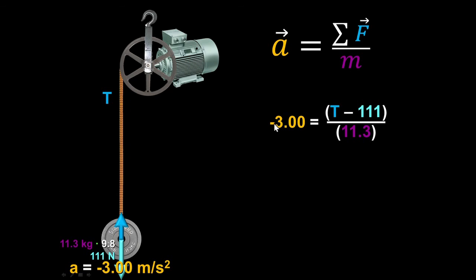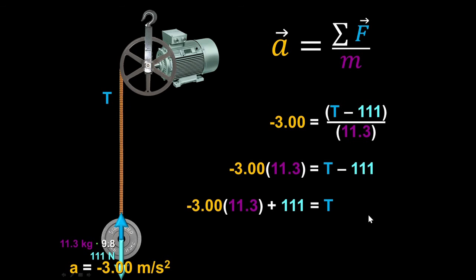Everything is exactly the same, except this time we have a -3 there. We have to be careful with positive and negative numbers. So now we're going to multiply both sides by 11.3. We're going to add 111 to both sides, and this time the tension was only 77.1 newtons. That gives you a little bit of idea how to use Newton's second law in a little bit more complicated way than you would have seen in middle school, but it has some very practical applications. That is Newton's second law.